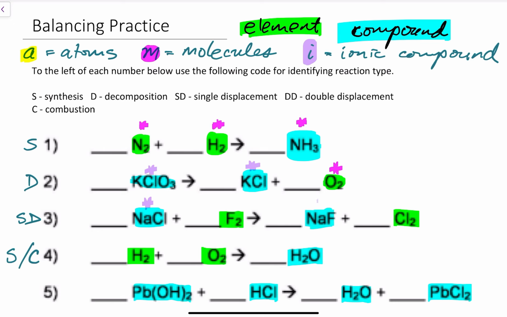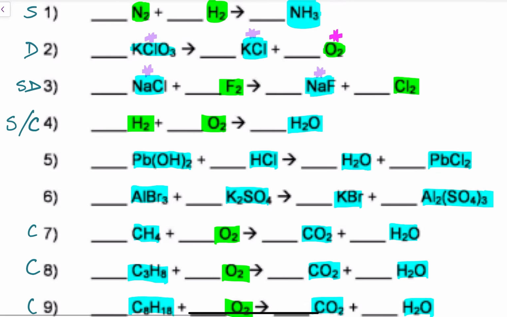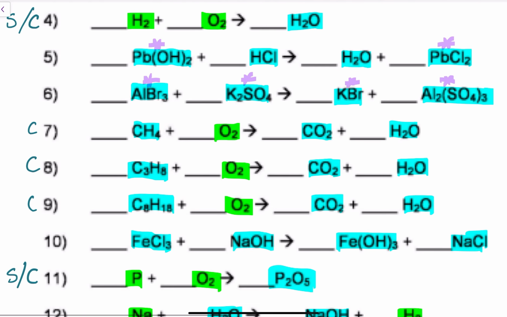Okay, so where were we? We have a metal and a non-metal. I'm going to do a speed run on that. Sodium and fluoride. Lead and hydroxide. Lead and chloride. Aluminum and bromide. Potassium and sulfate. Potassium bromide. Aluminum sulfate.